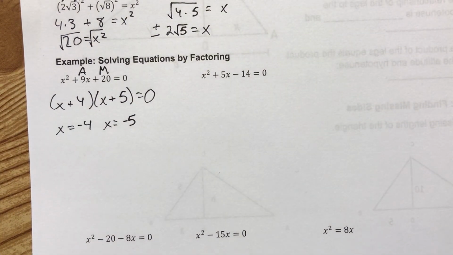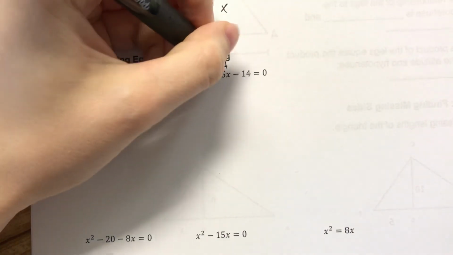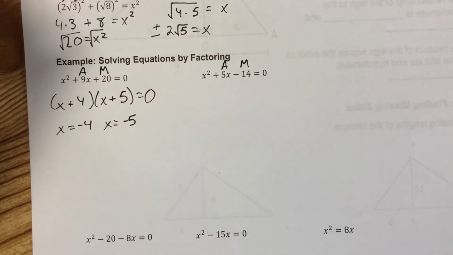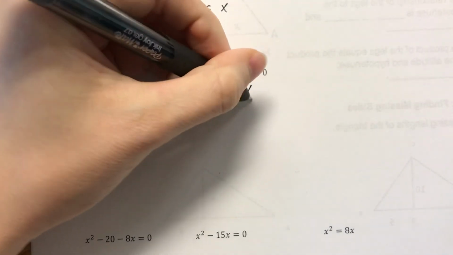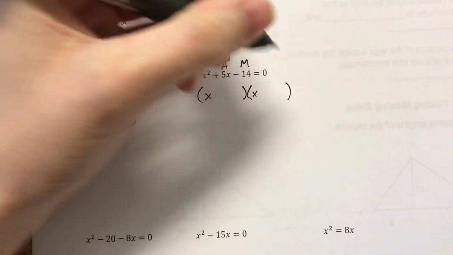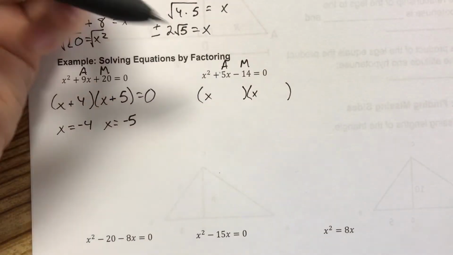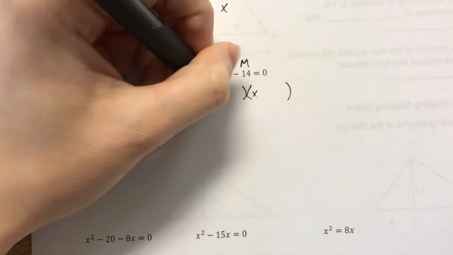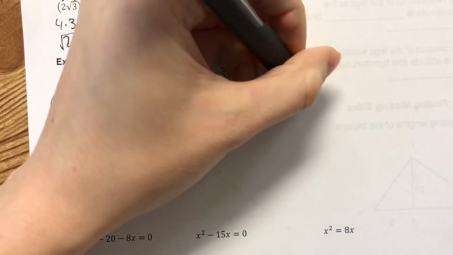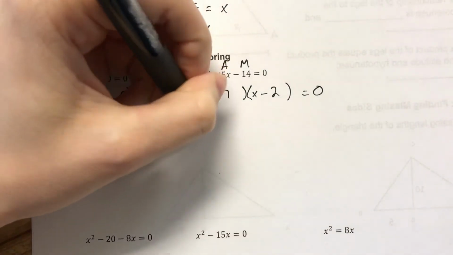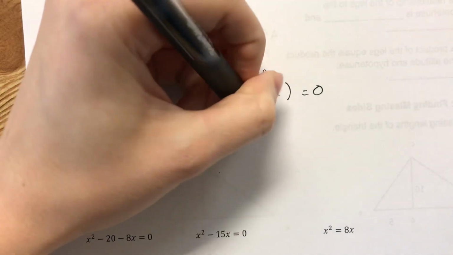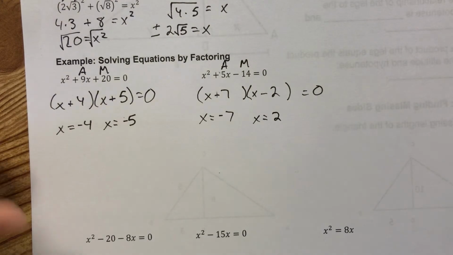All right, over here, same thing. x squared plus 5x minus 14 equals 0. We're looking for two numbers that add to 5 and multiply to negative 14, right? We know that means it's got to be a positive and a negative. So 14 has the factor pair 2 times 7, and if we make the 2 a negative number, then that would work. x plus 7 and x minus 2 equals 0. Adds to 5, multiplies to negative 14. So we get x equals negative 7 and x equals positive 2.